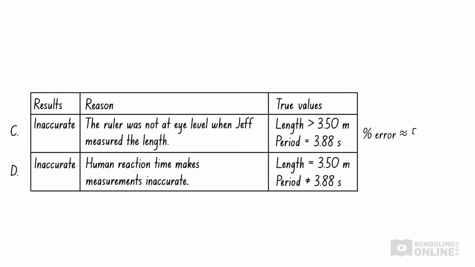Since the percentage error due to parallax error in measuring length is much greater than that due to Jeff's reaction time, we can conclude that the most correct answer is option C.